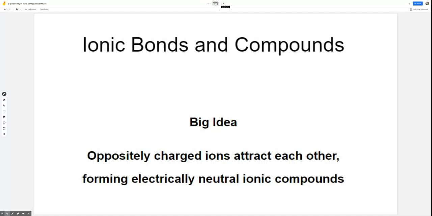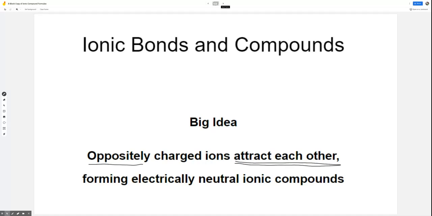So what we talked about yesterday was that atoms can turn into ions, which have either a positive or a negative charge. And those ions, because they're opposite, will be attracted to one another. Right? Positive and negative attract. That creates a force that holds the ions together, which is called an ionic bond.